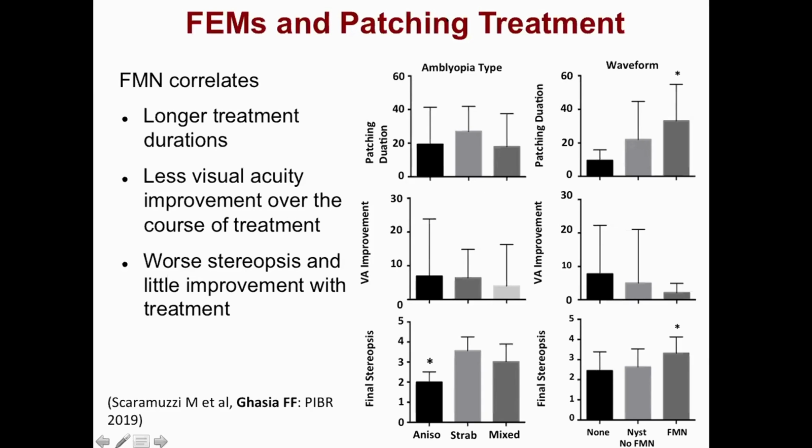However, when we categorize the same cohort using FEM waveform characteristics, we see that patients with FMN require much longer durations of treatment than those without nystagmus. The acuity improvement is less, although this did not reach statistical significance. But most importantly, despite treatment, their stereopsis recovery was poor, with the majority of patients having poor or absent stereopsis.